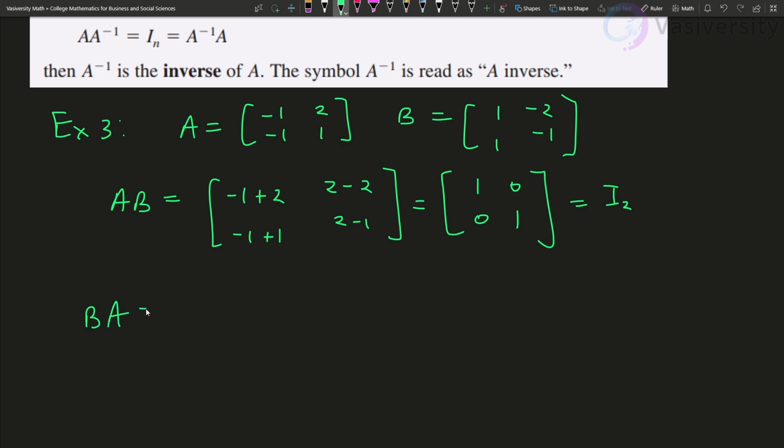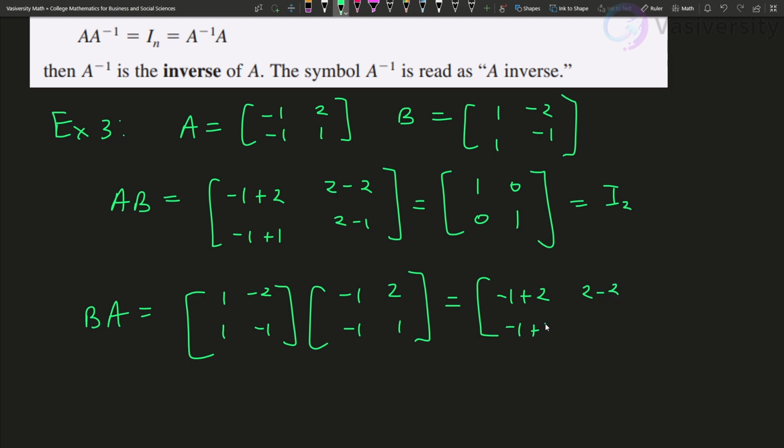Now let's check that it's actually true: then BA also should be an identity matrix. So we multiply now B times A, using the rows of B times the columns of A. We're going to have slightly different computations. Will we? No, we're going to have almost exactly the same: -1 plus 2, 2 minus 2, -1 plus 1, and 2 minus 1. So once again, we're getting 1, 0, 0, 1, which is our identity matrix in two dimensions. Perfect.